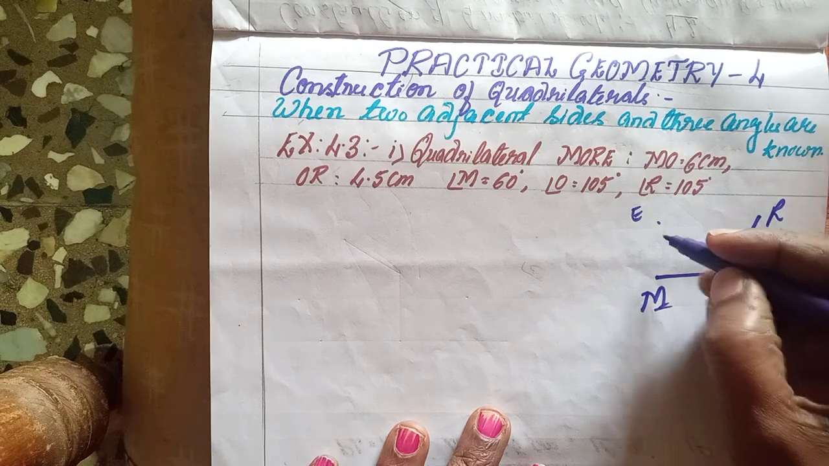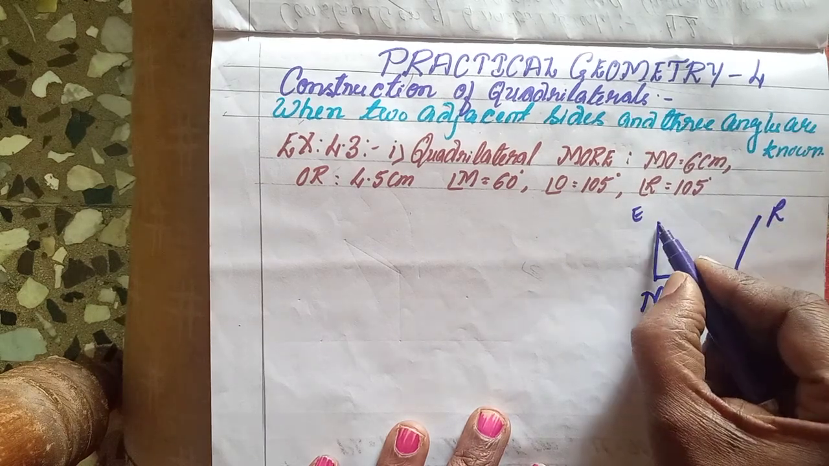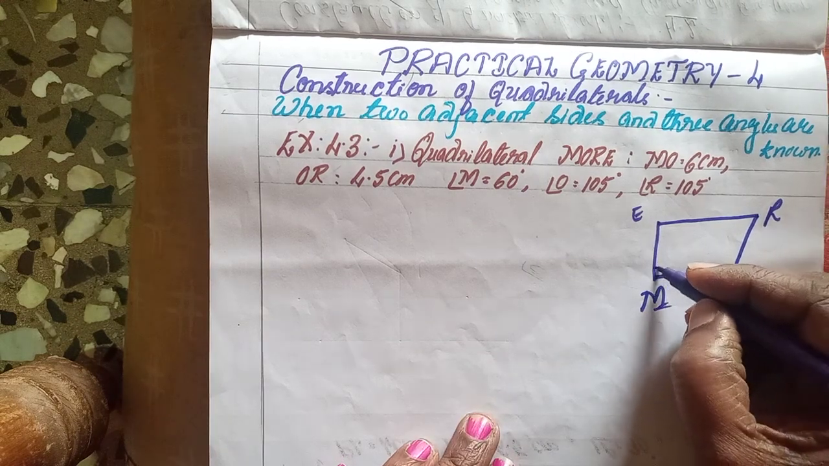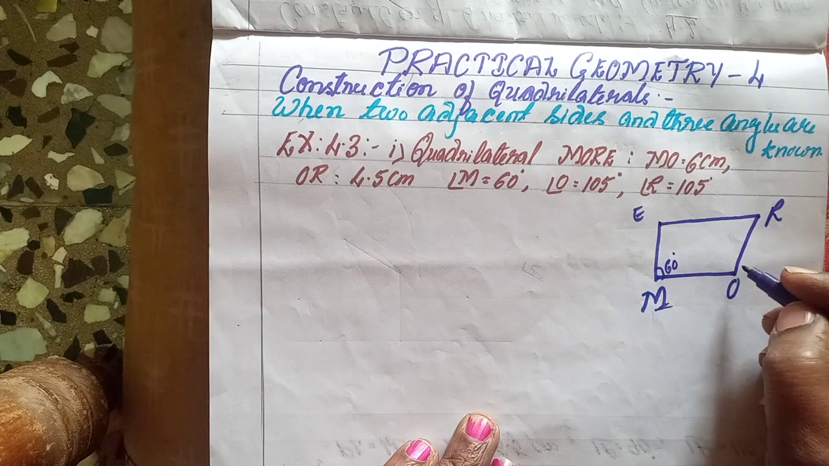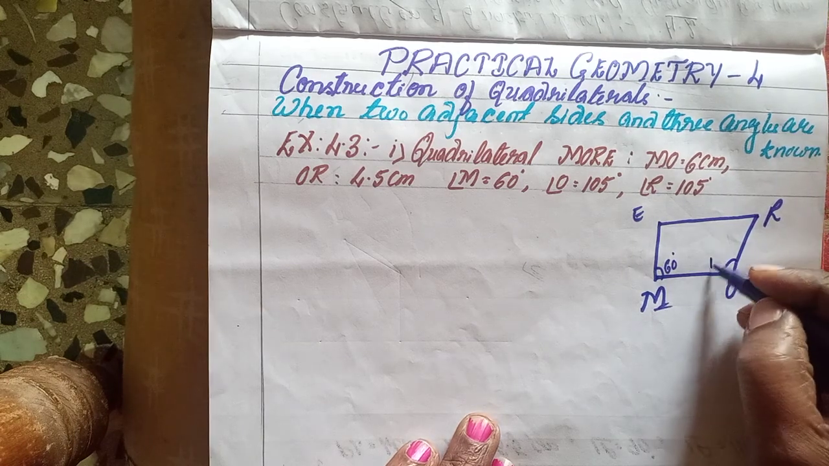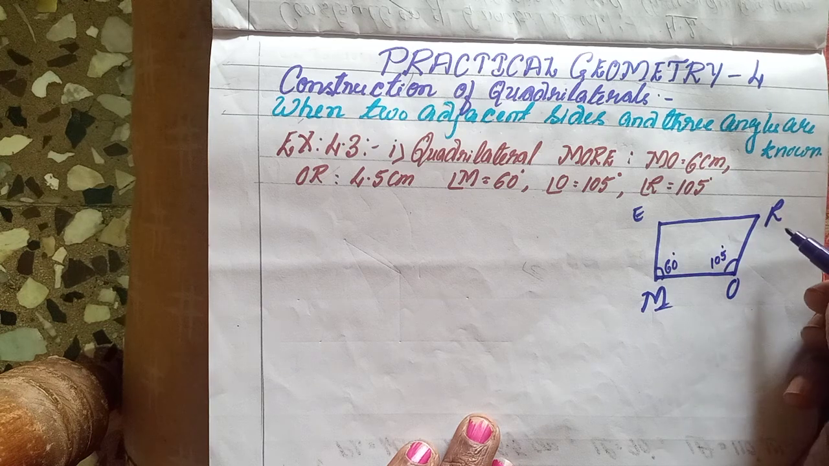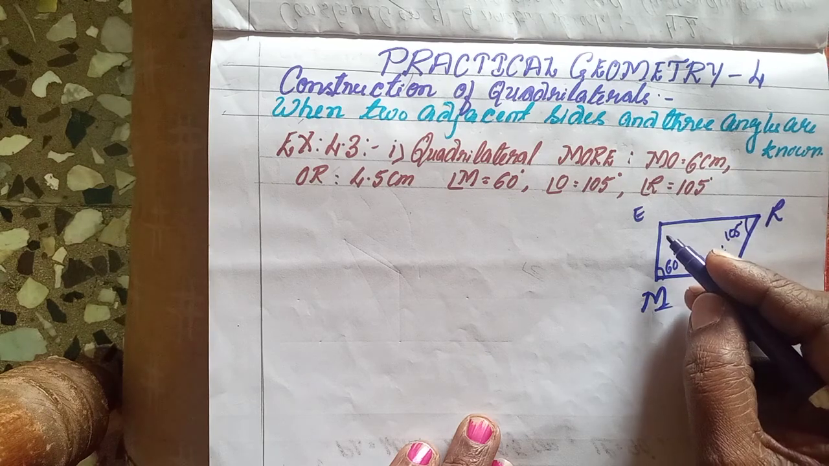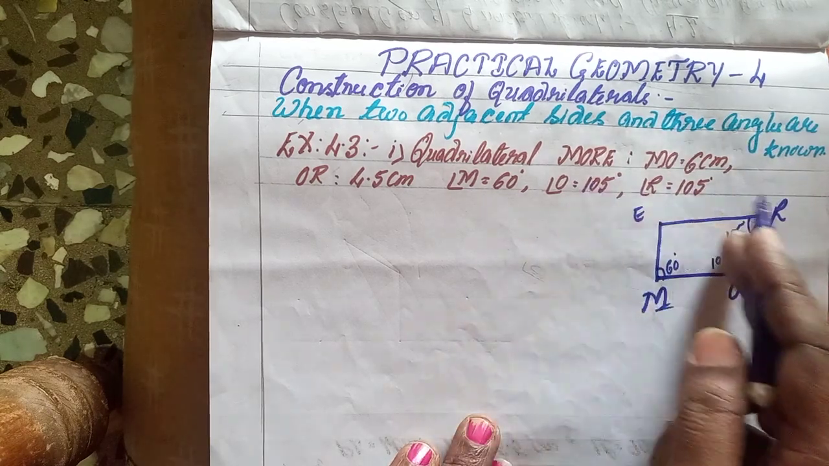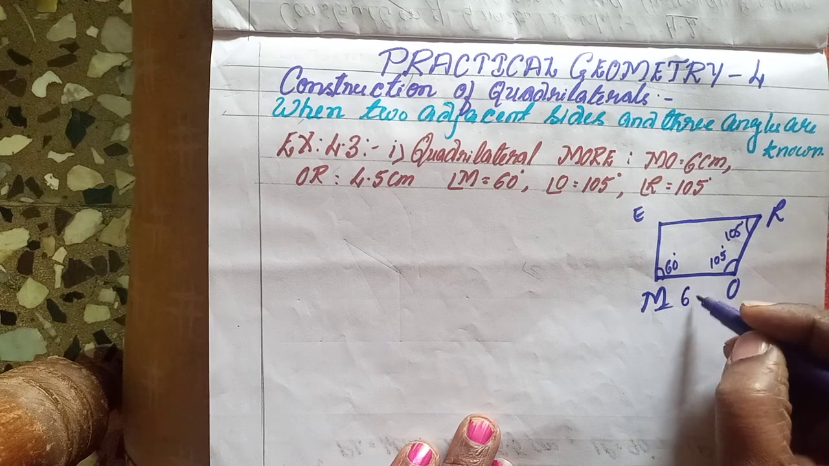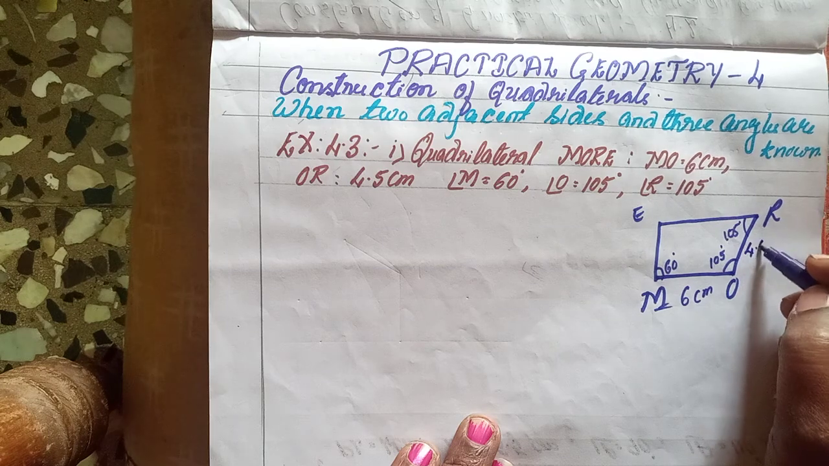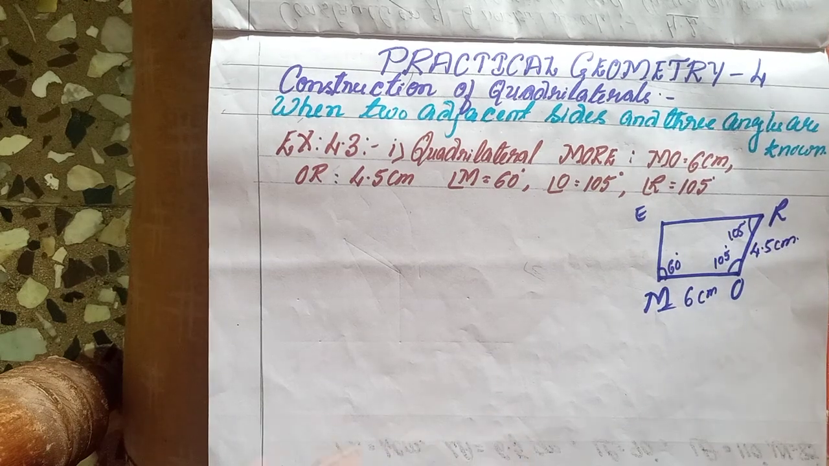Now, this is the rough sketch of the quadrilateral, and the angle M given is 60 degree and here angle O. Look at the problem, students, that is 105 degree and angle R is also 105 degree, and here E is there, and measurement of two lengths: MO is equal to 6 centimeter and OR is equal to 4.5 centimeter.